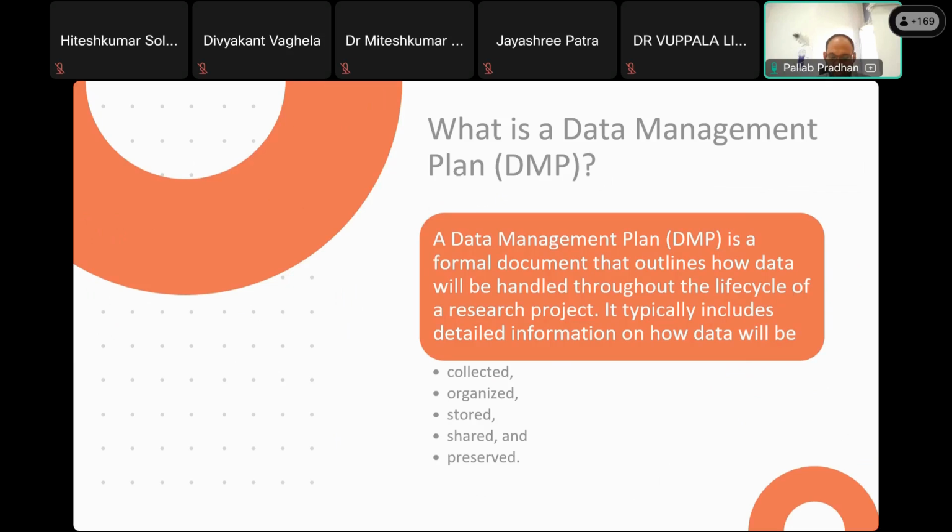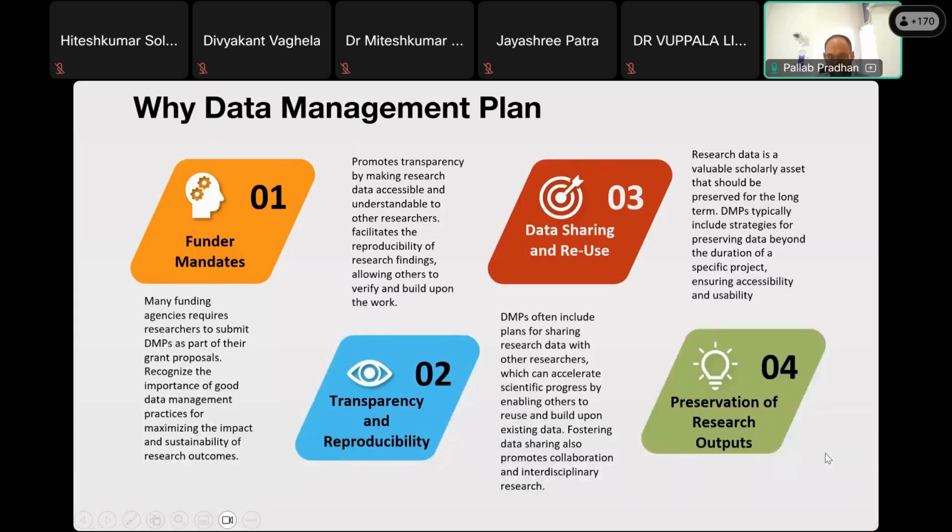So in a nutshell, it's a document that tells us how to go about our data and handle our data throughout, starting from conceptualizing our research to even after the end of our research, so that it will be available with the output itself, and the next generation of researchers may benefit from that.